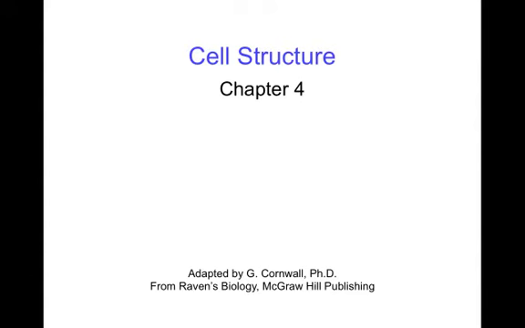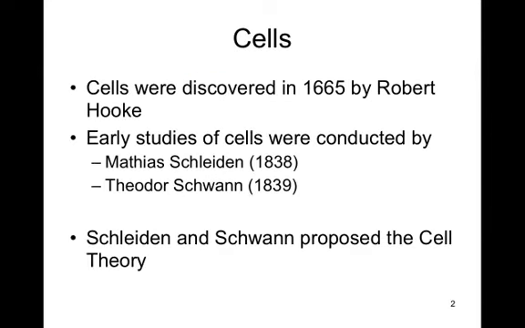Cells are characteristically microscopic in size. Although there are exceptions, the typical eukaryotic cell is about 10 to 100 micrometers. And the typical prokaryotic cell, that is the bacterial type of cells, are about 1/10 of that, 1 to 10 micrometers in diameter.